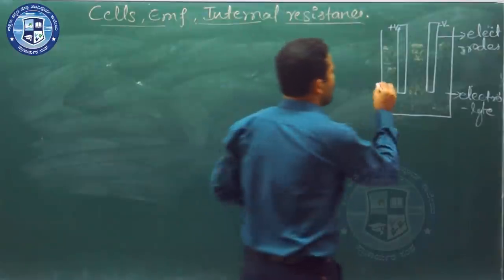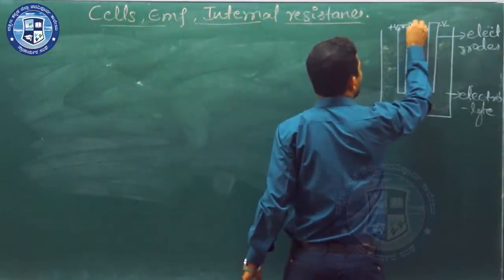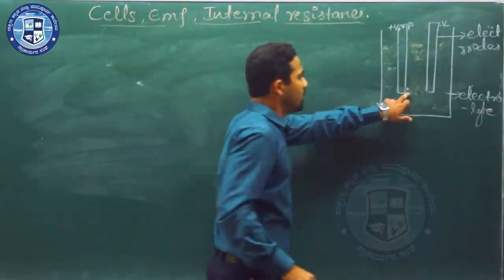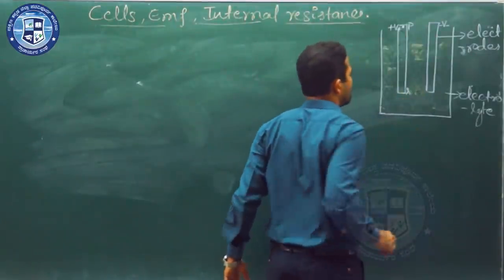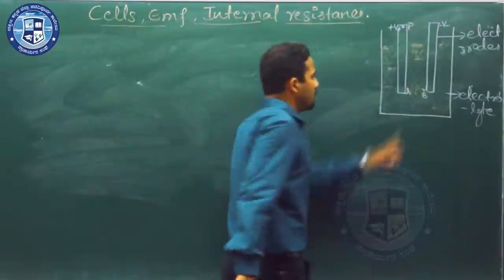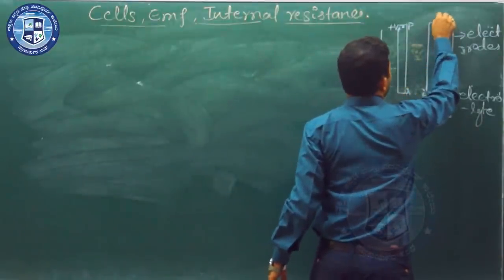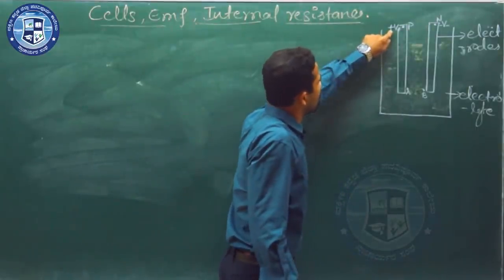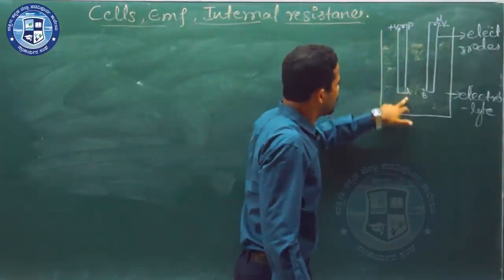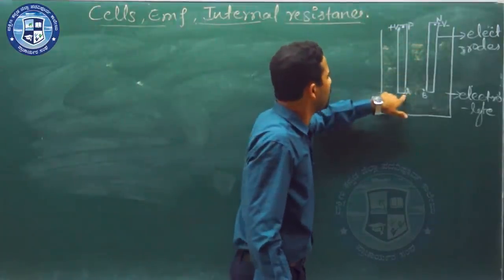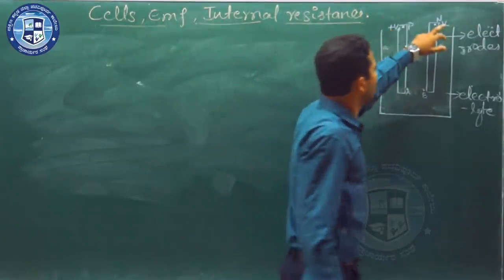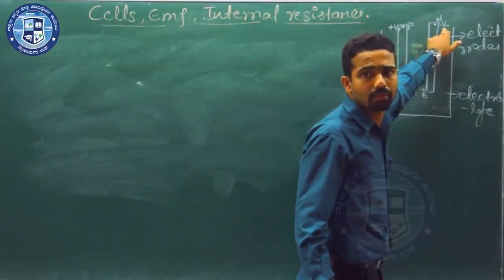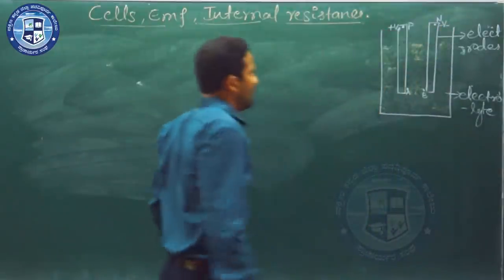So let me mark the points here. This is the point P here. And let me take the point here, which is adjacent to this electrode. That is a point A here. And another point, B. Let me take another point here. So this potential plus V plus is the same from point P to A. If you take any point from P to A, the potential is plus V plus. If you take any point from N to B, the potential is minus V minus. The potential is everywhere the same.